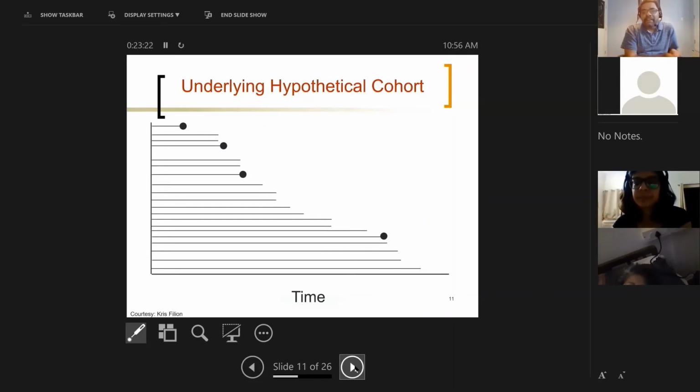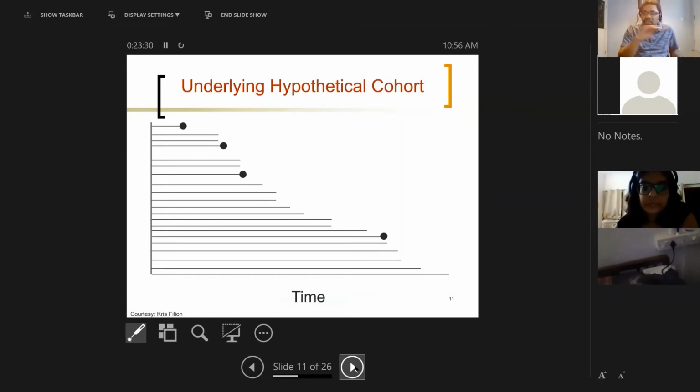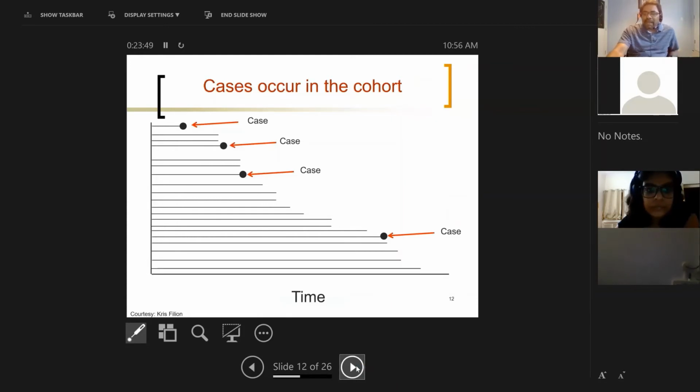Now, here is a graphical illustration of how cases and controls are accumulated and analyzed. So here is an underlying hypothetical cohort. Each line is a human being going forwards in time. Black dot is when the disease happens, right? Each person is contributing varying levels of person time, which is the varying sizes of the lines. And then the black dots, say in this case, are 4 cases that appear in this particular cohort. So each of those black dots is a case.